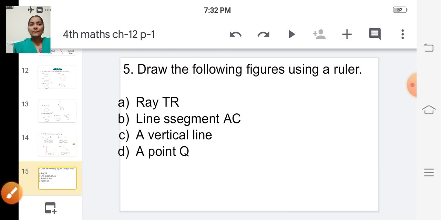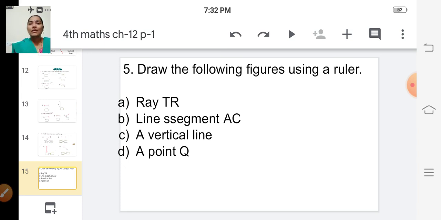Is it clear, children? So you can copy down all these exercise problem solutions in your textbook, or else you can copy down in your notebook. Read the lesson, read this chapter. A point is nothing but just a dot, and it has to be represented by only capital letters. It has no size, no shape, no length or breadth, and it is the smallest geometrical shape.